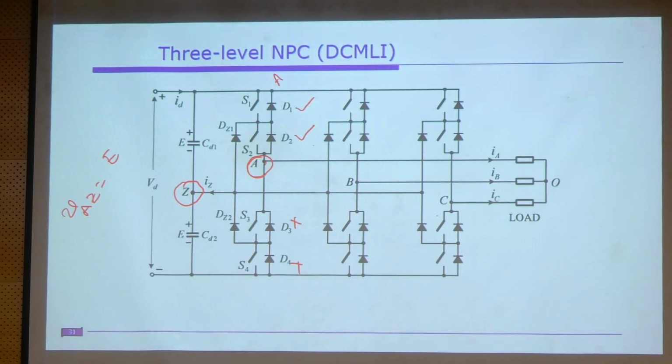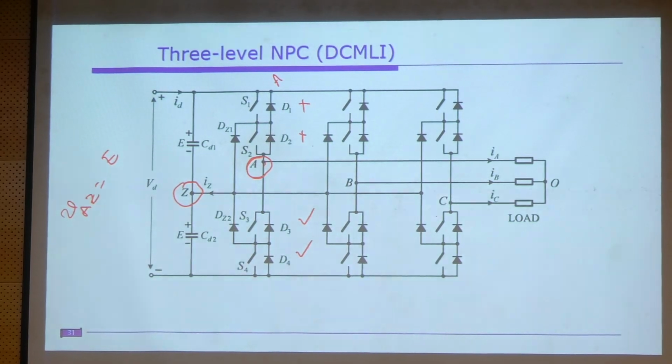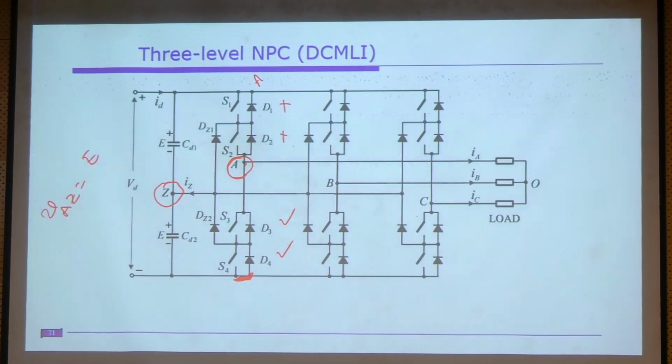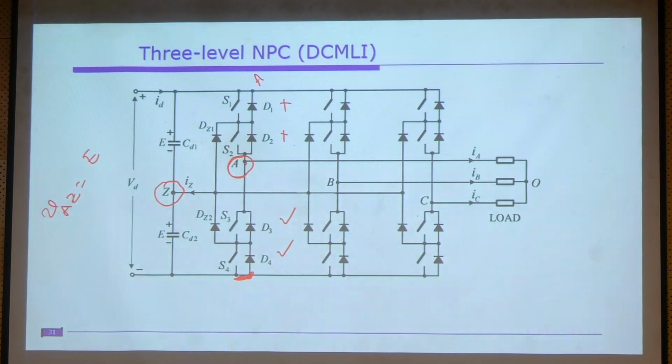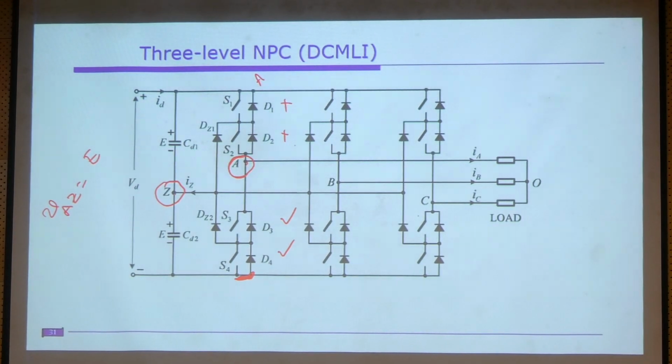Similarly, if this bottom two switches are on, meaning these two switches are off, now this A is directly connected to this point, the negative DC bus. So if you measure the voltage between A and Z, you will get negative E voltage. Understood? So now the point is, how to get 0 voltage?